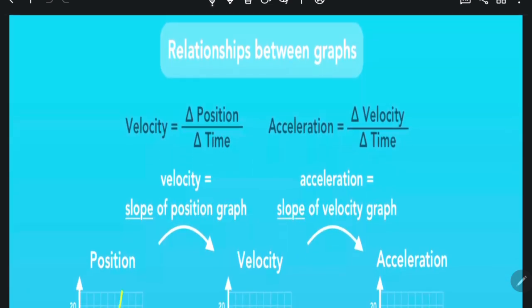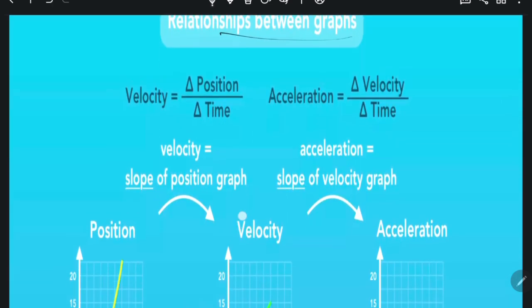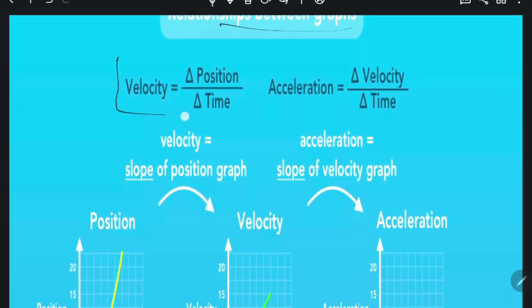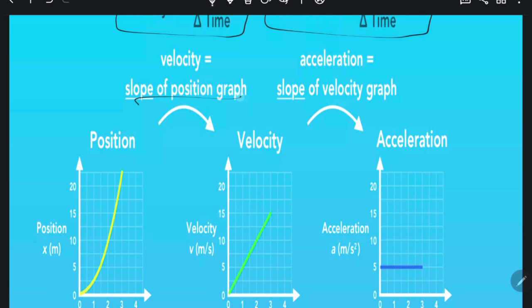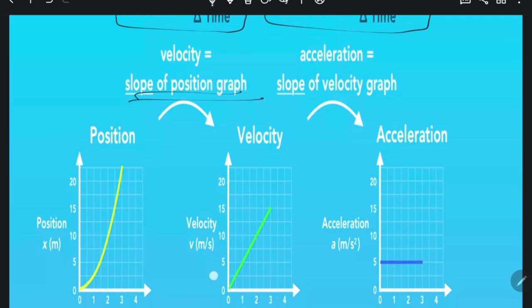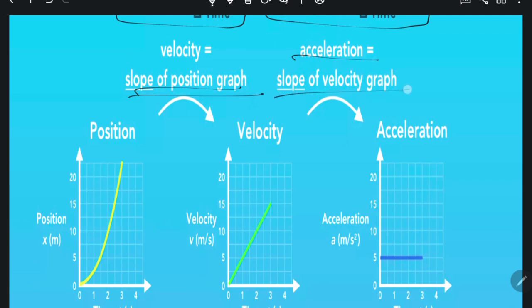Right? So now the relationship between graphs. This is also a very important thing. Like velocity is, we know, change in position upon time interval. Acceleration is change in velocity upon time interval. So velocity is the slope of position. If in a position time graph you draw the slope, that gives you the velocity. In a velocity time graph, if you draw the slope, it gives the acceleration.